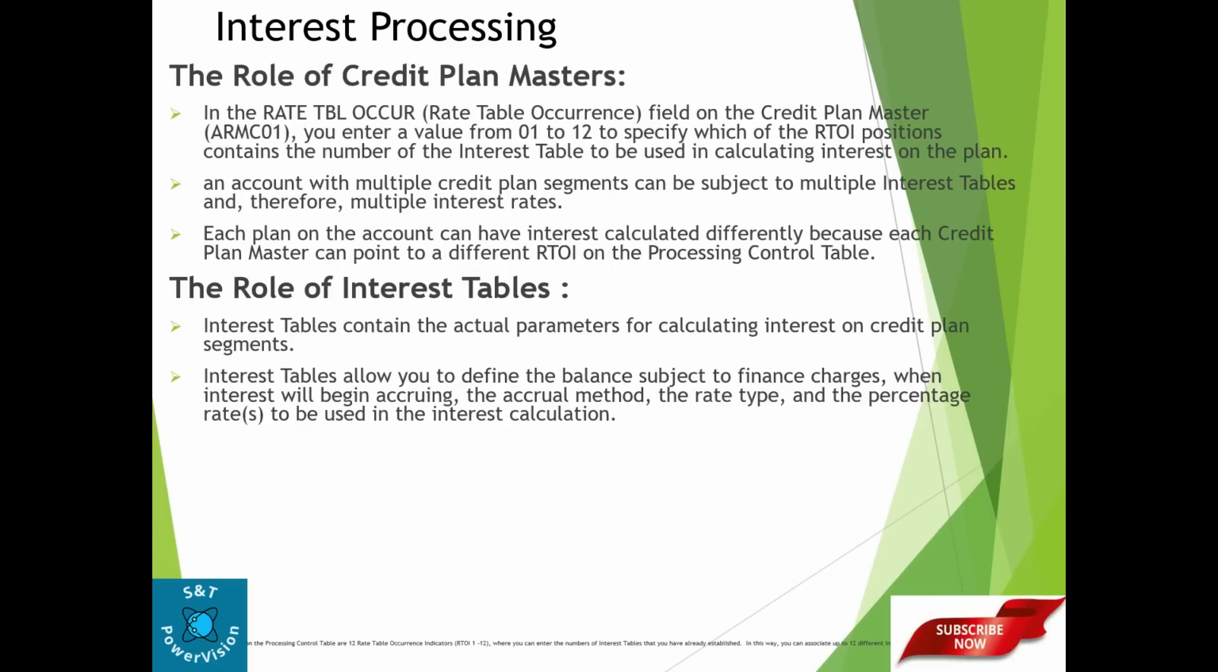Role of the credit plan master here. In the rate table occur field on the credit plan master ARMC01, we can enter a value from 01 to 12 to specify which of the RTOI positions contains the number of the interest table to be used in calculating interest on the plan. An account with multiple credit plan segments can be subject to multiple interest tables and therefore multiple interest rates. Each plan on the account can have interest calculated differently because each credit plan master can point to a different RTOI on the processing control table.